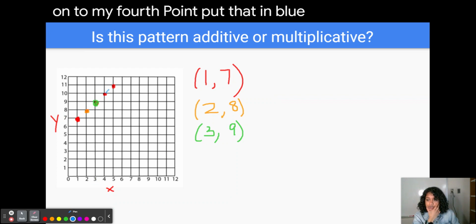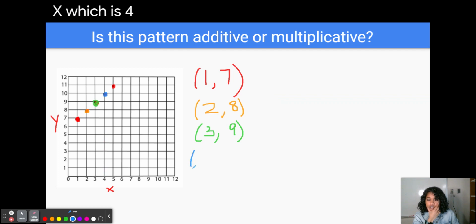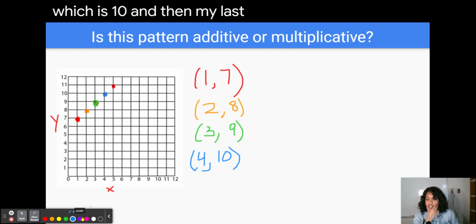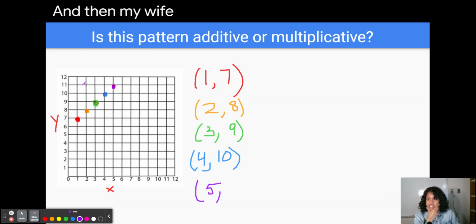I'm going to put that in blue. Go down to my x, which is 4, and then I'm going to go over to my y, which is 10. And then my last point, go down, that's 5, and then my y is 11.